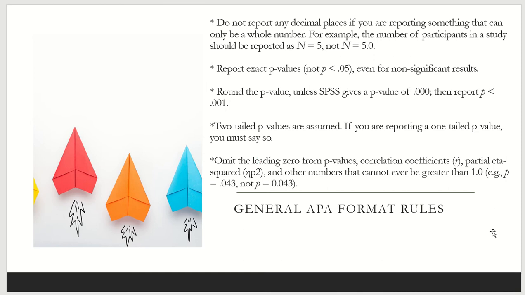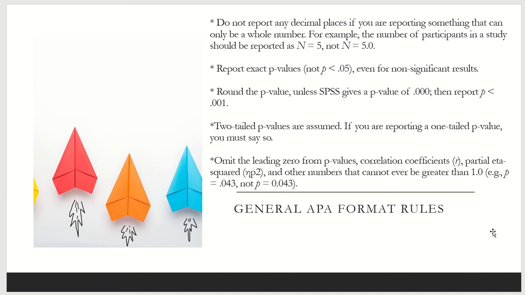Okay, so also don't report any decimal places if you're reporting something that can only be a whole number. So if you're reporting maybe the ethnic groups in your study, you can only have a specific number of people that maybe are African American, right? You're not going to have 4.5 African American people, right?